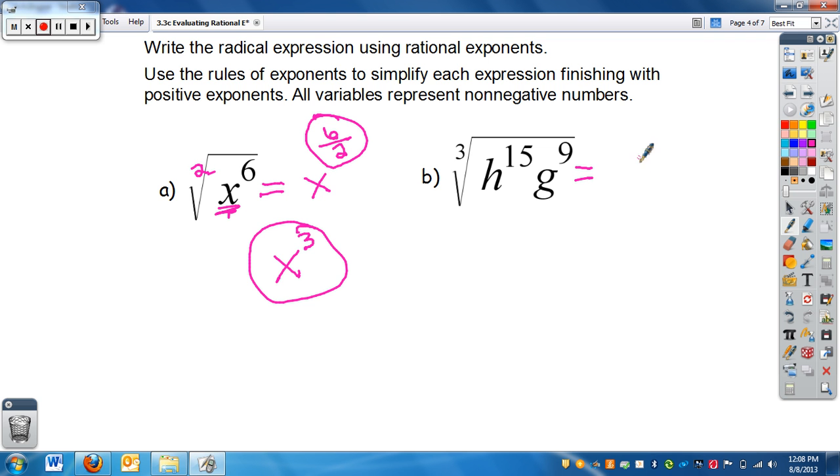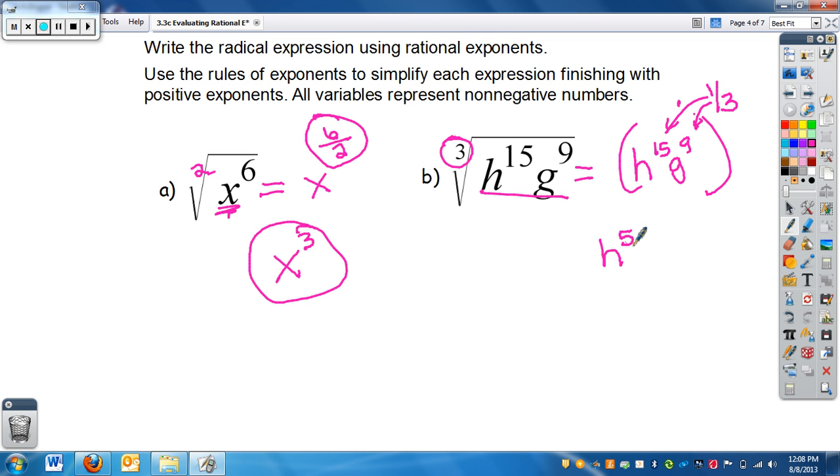Here, I have h to the 15th, g to the 9th as my base, because that's the entire radicand. And then 3 is my exponent, so that's to the 1/3 power. Well, here we have power to a power. We have powers, and we're taking to another power, so I need to multiply. So I go 1/3 of 15, which is 5. 1/3 of 9 is 3. Or you can think of it as 15 over 3 and 9 over 3, which simplifies down to 5 and 3. We have one of each base, and all our exponents are positive, so we are finished.